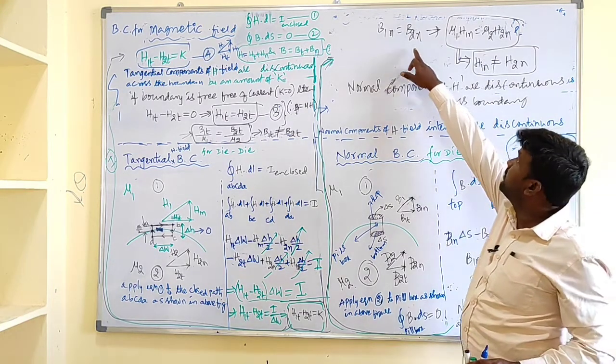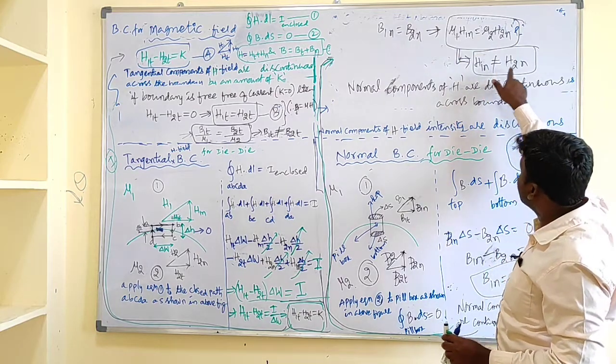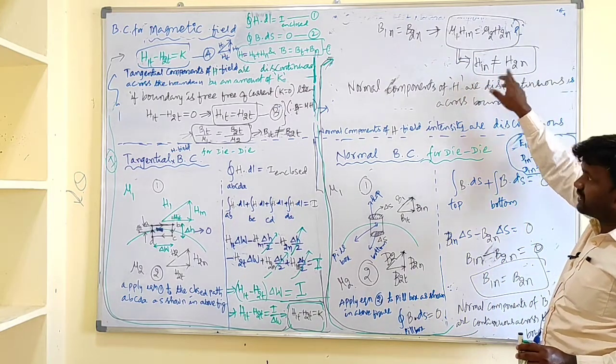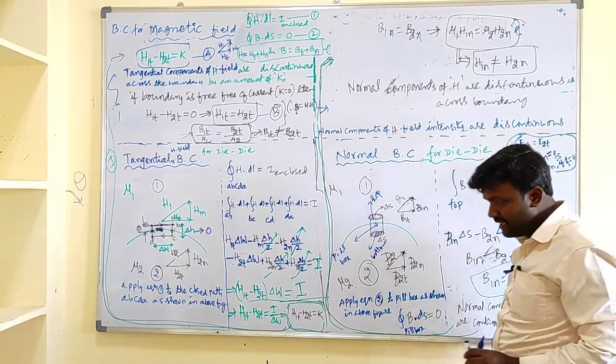From this we can write B1n equals B2n, that is mu1 H1n equals mu2 H2n. That indicates H1n is not equal to H2n. It says that the normal components of H are discontinuous across the boundary.